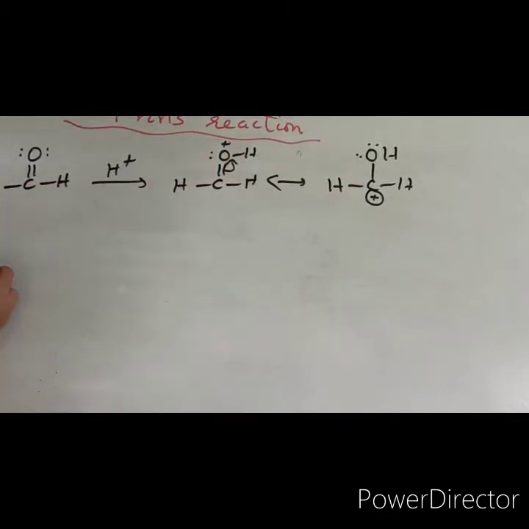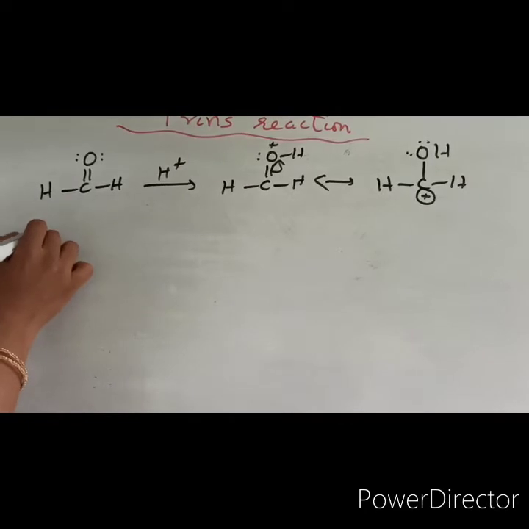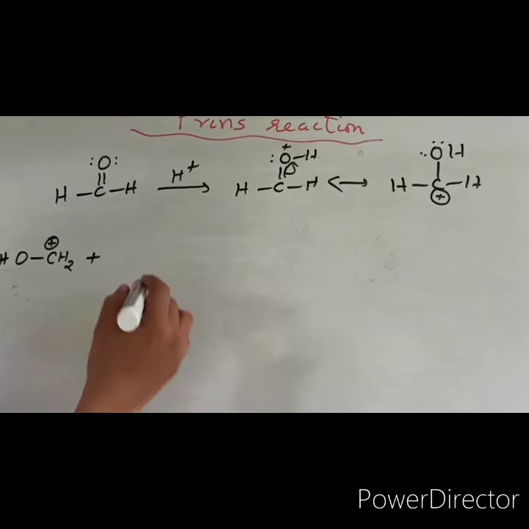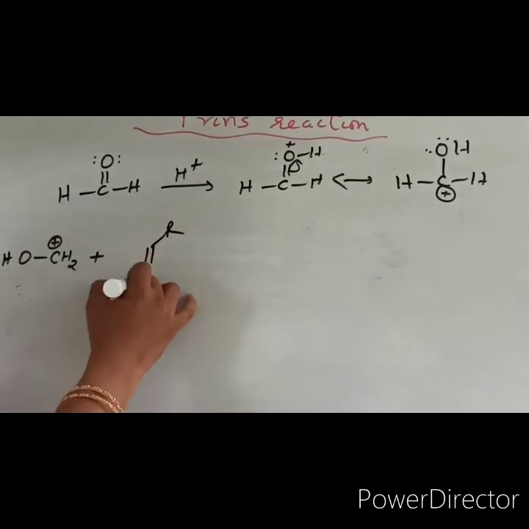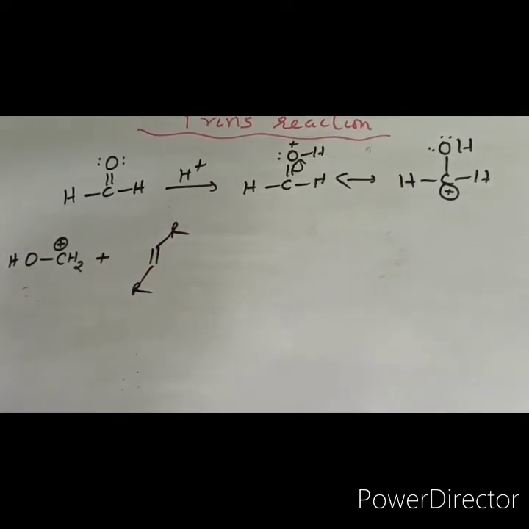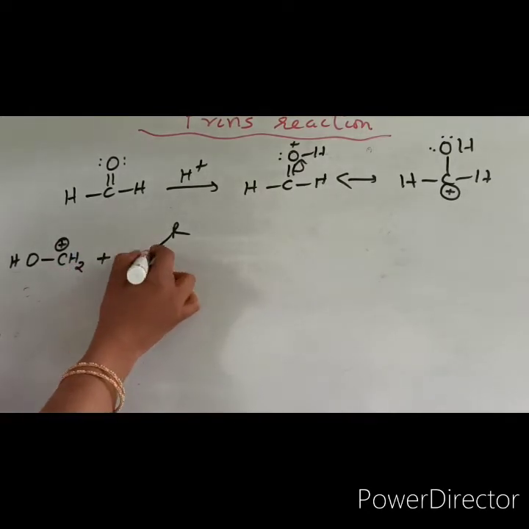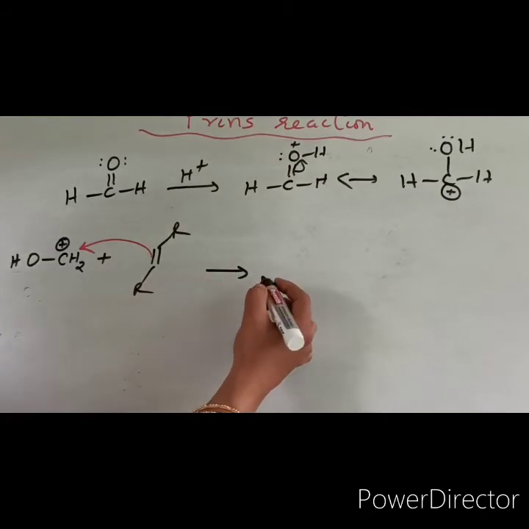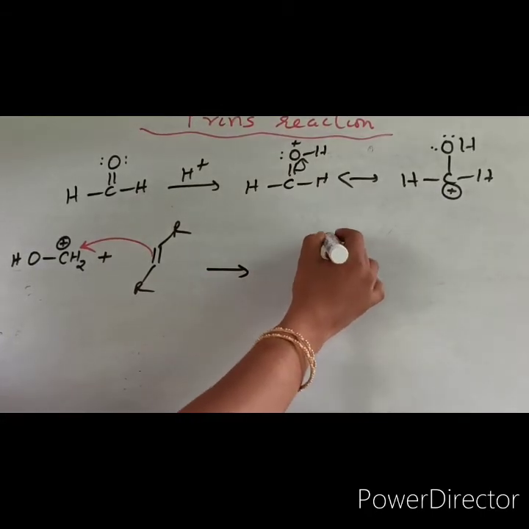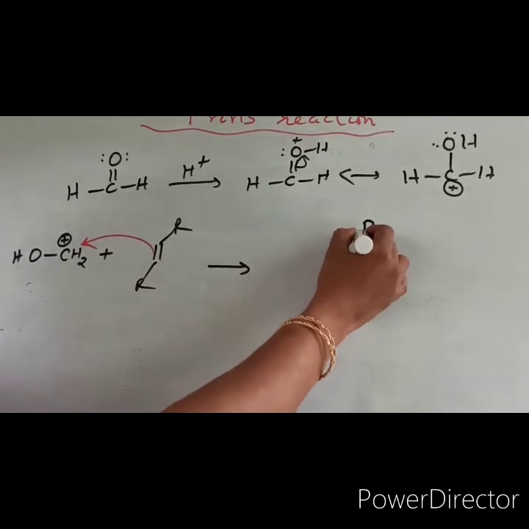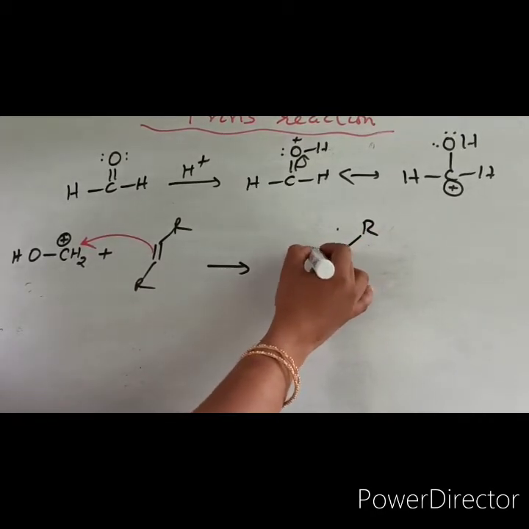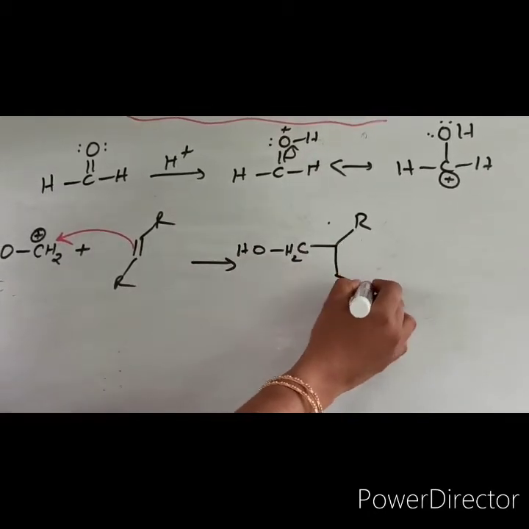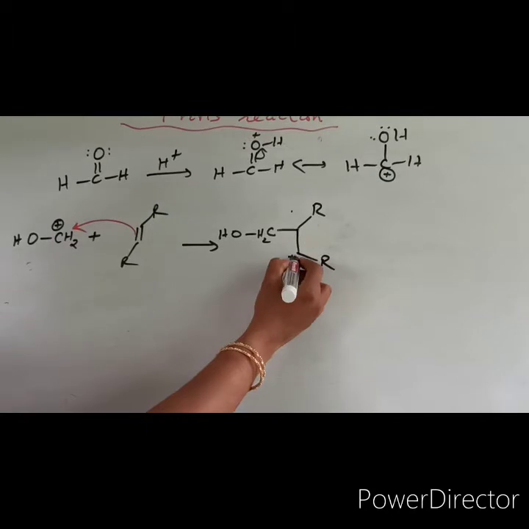So this you could write as CH2 electrophile, CH2 plus OH, plus alkene, R. So this now becomes nucleophilic in nature. So this attack will be like this. R, this carbon is attacking the CH2OH form. So this carbon will be getting a positive charge.